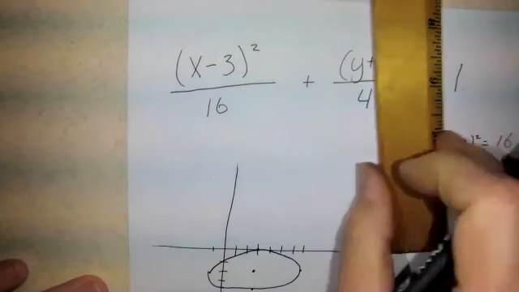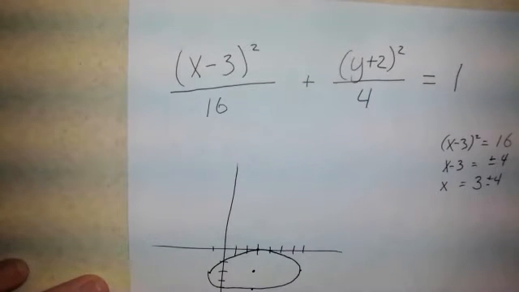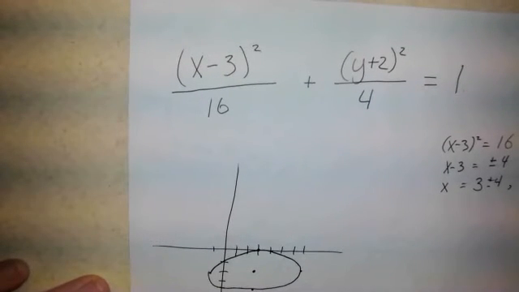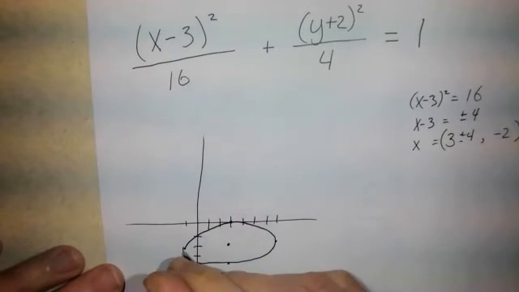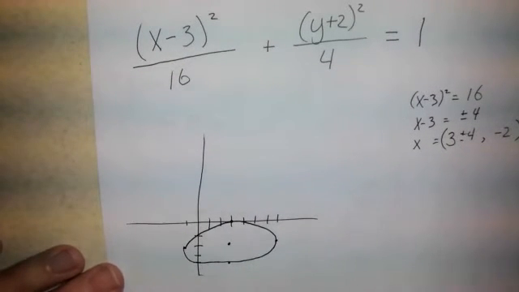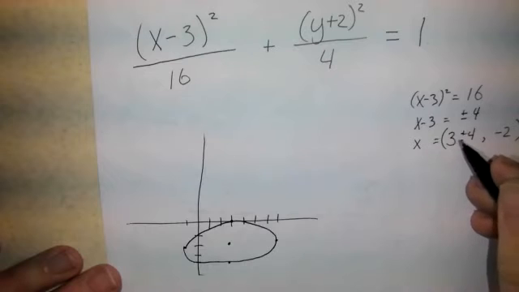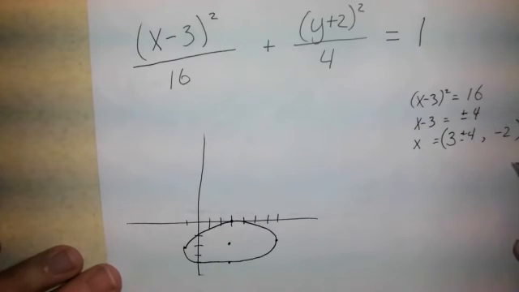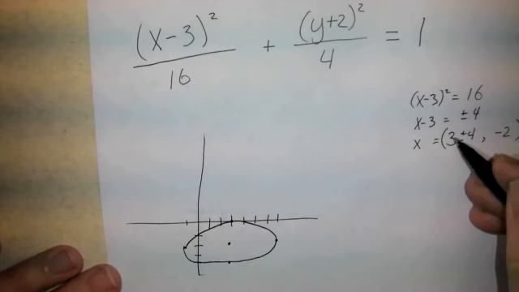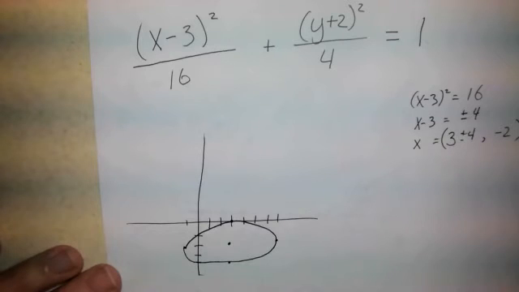Remember, this happened when y was that -2, so (x, -2). These points are either my vertices or my co-vertices. In this case, they are my vertices because they are further away. Okay? I like that symmetry here. I know that 3 plus 4 is 7. I could write that as 7 comma -2, but I like the symmetry, seeing it's 4 on either side of that 3.